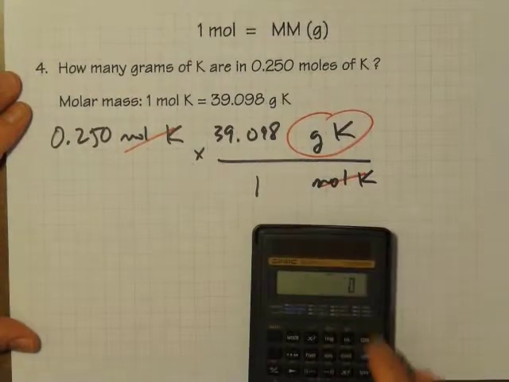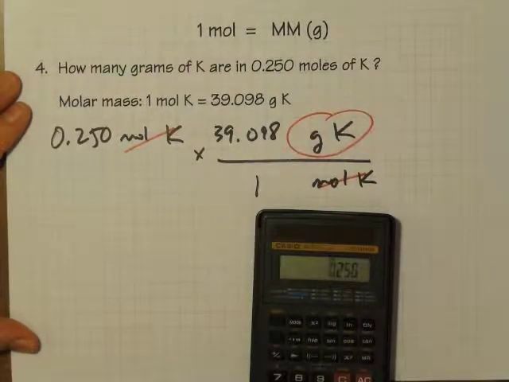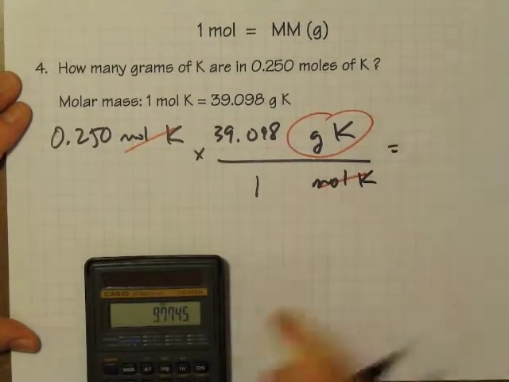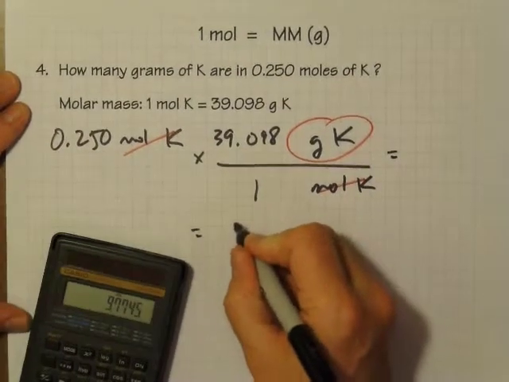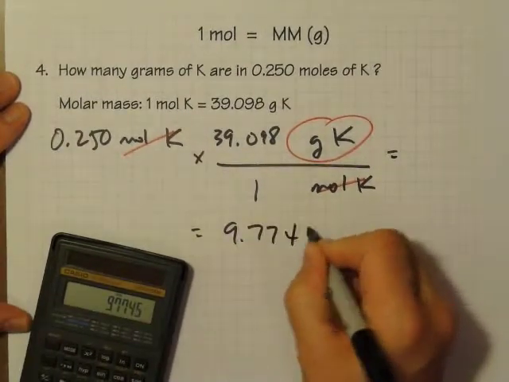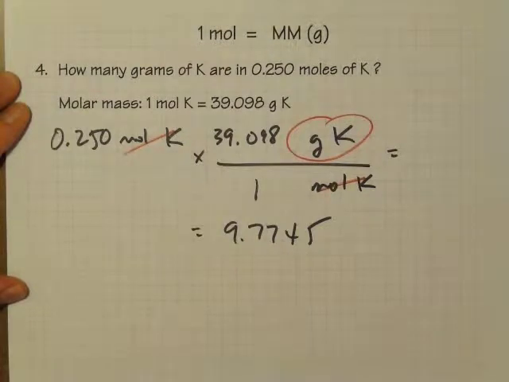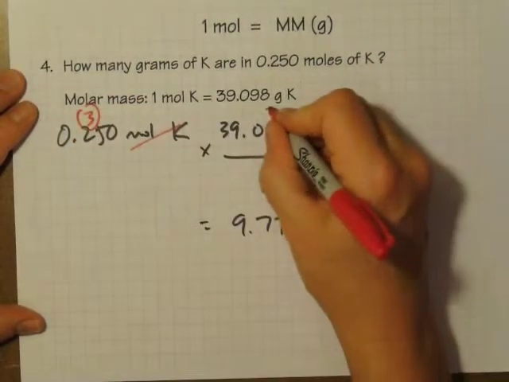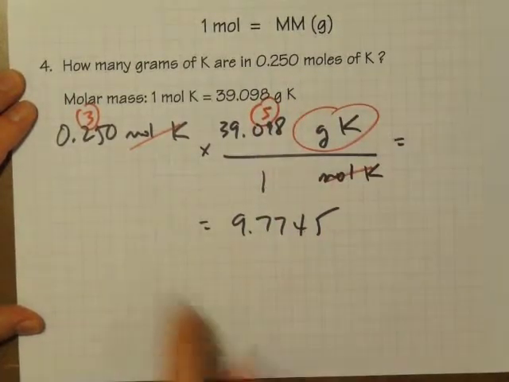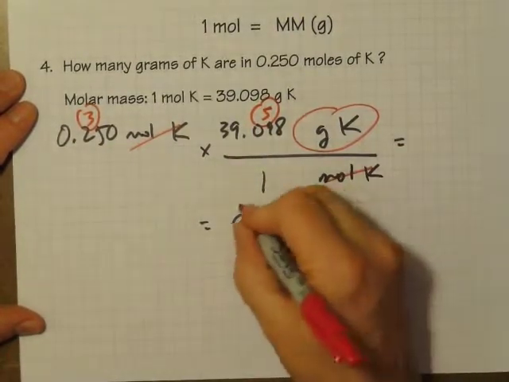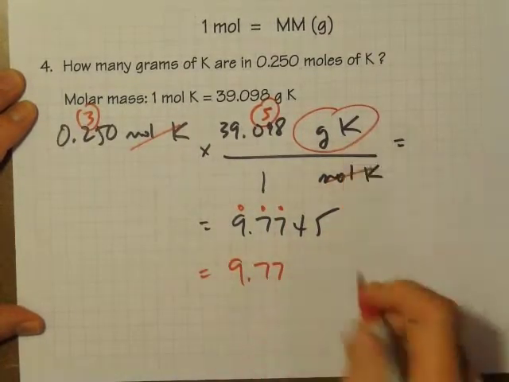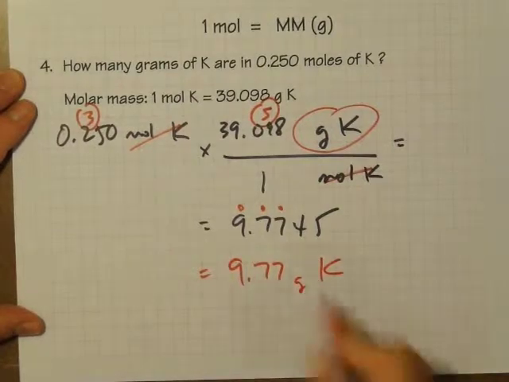Now I'll do the math. I'll multiply across the top, 0.250 times 39.098, and divide by 1. That's a step I can just skip. And I'm going to get 9.7745. Can't keep all those digits though because of significant figures rounding rules. 3 significant figures and 5. I can only keep 3 because that's my fewest significant figures. 1, 2, 3 that I can keep. 9.77, and the unit of my answer is grams of potassium.